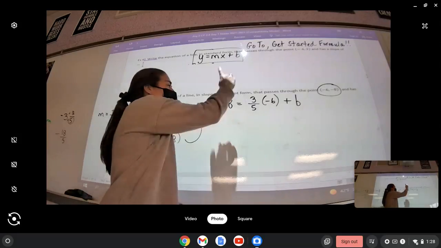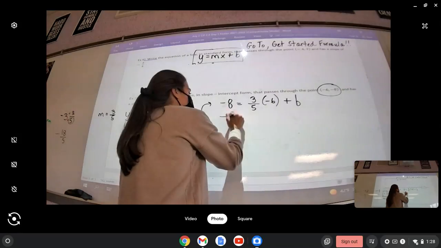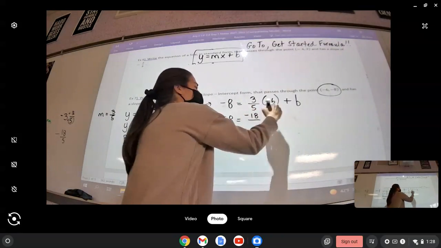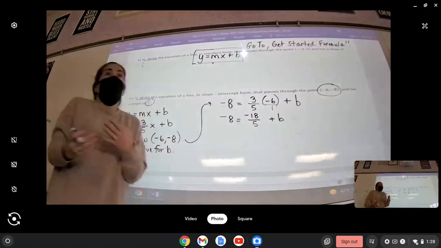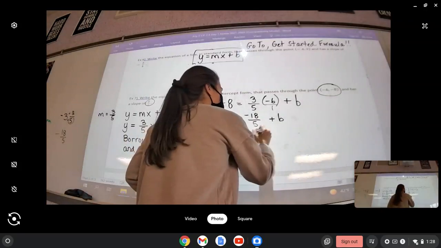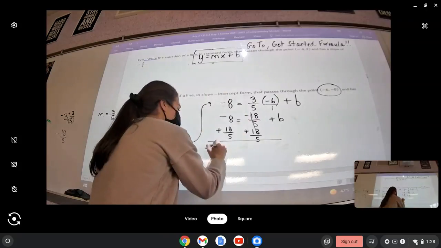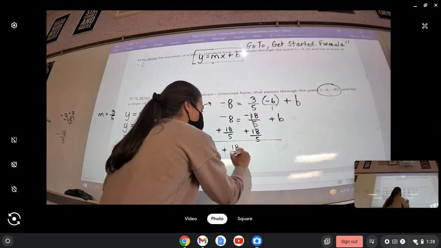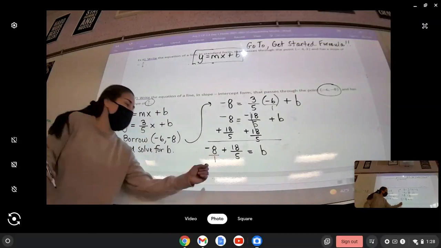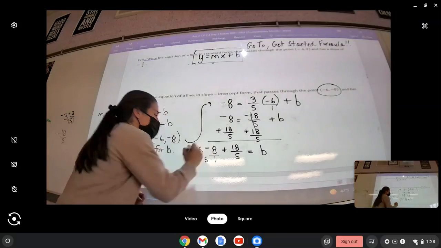I hope you plugged in the -8 for y and the -6 for x, and now it's just all about your algebra. Can you get b? So we're going to do -8 equals, put it over 1, straight across, -18 over 5. And then the only thing I have to do to get b by itself is add this over. So really, -8 plus 18/5 equals b. So I'm going to get a common denominator and add them together. What's a common denominator between 1 and 5? 5. So I have to make it 5, and then do that.